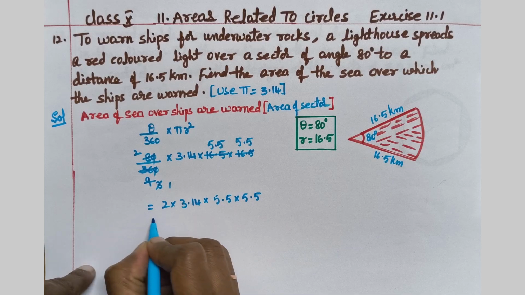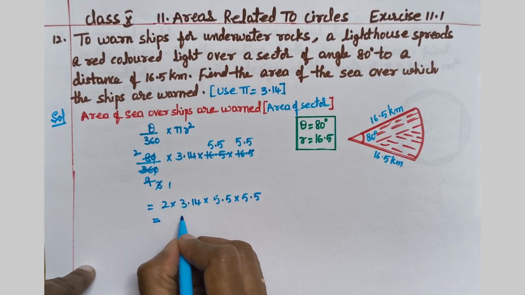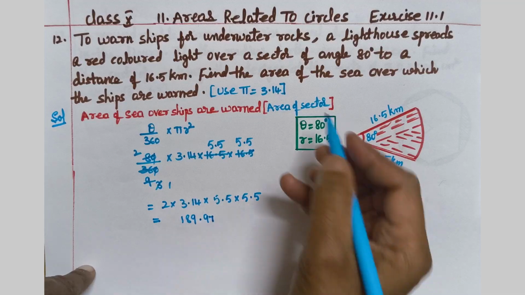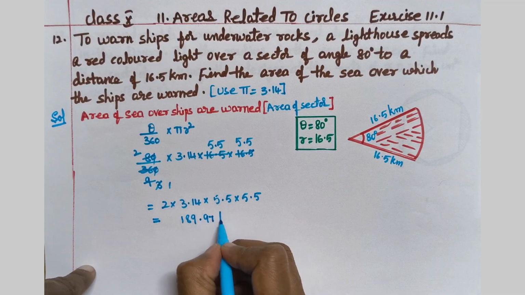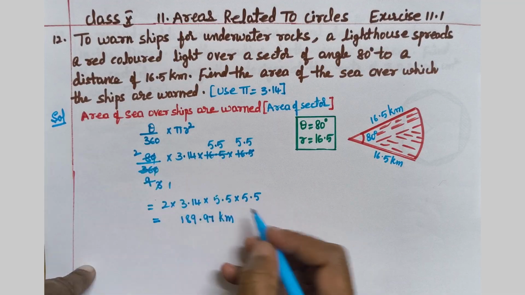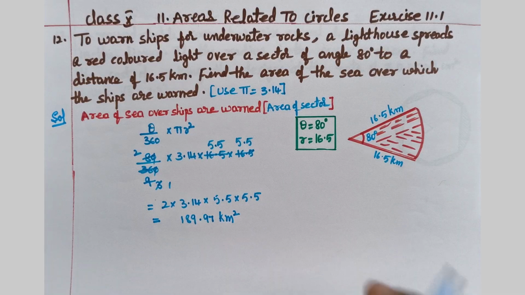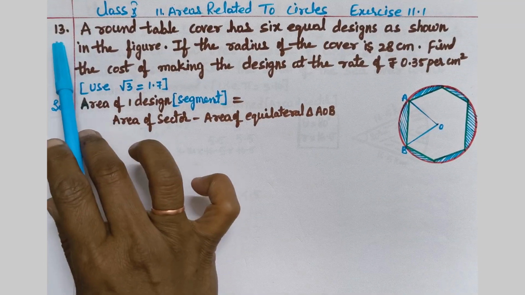So when all these are multiplied, we get 189.97. The unit is kilometer, since we are finding area. So we write 189.97 kilometer square is the answer. Simple question this.